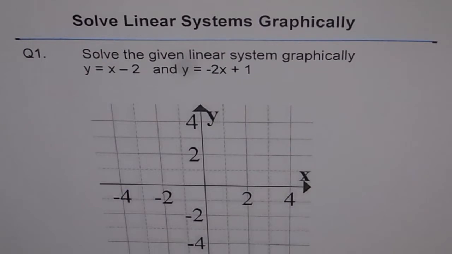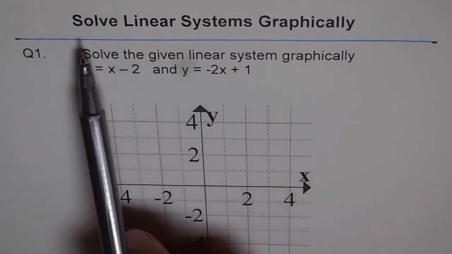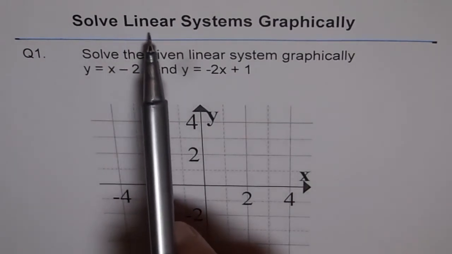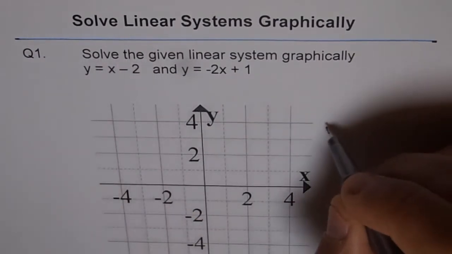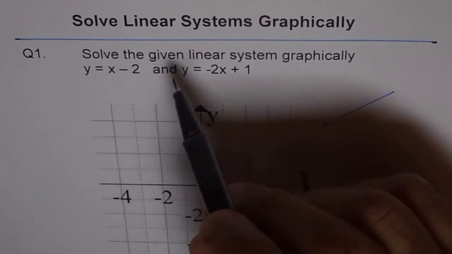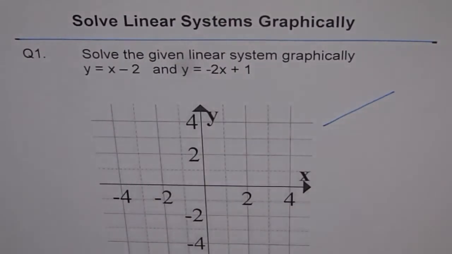So I'll consider a number of examples so that you get an overall picture of how to solve a linear system graphically. Let's first understand what it means. The heading here is solve linear systems graphically. Linear means straight lines, so anything which deals with straight lines like this means we are dealing with linear things. Systems involve more than one, right? So something which has more than one will form a system. In this case, when we say linear systems, it means more than one line.